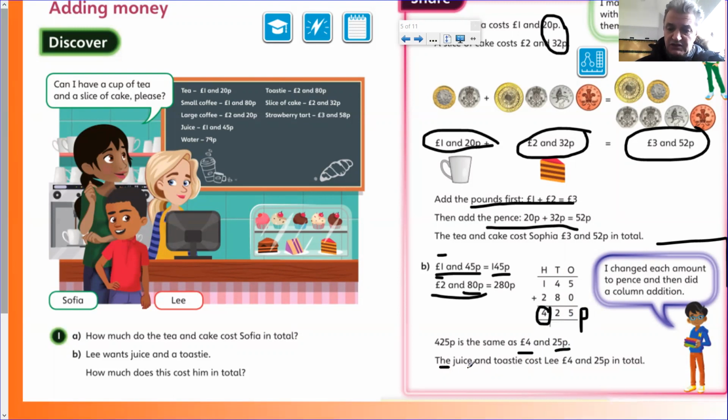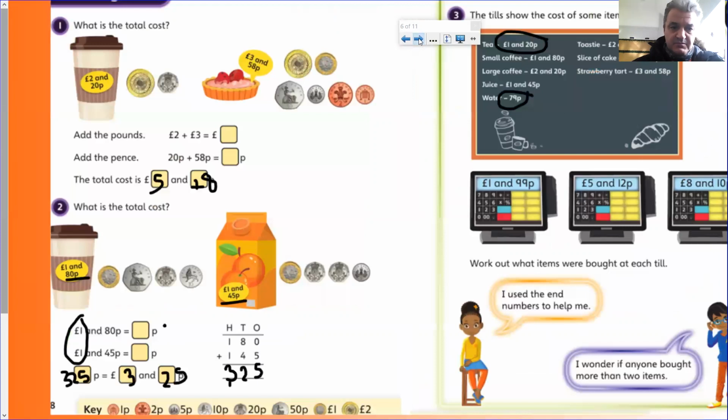The juice and toasty cost Lee in total £4.25. The total cost of the juice and toasty is 425 pence, but the shopkeeper isn't going to say 425 pence. They're going to say that's £4.25. Okay, so let's have a look at the next four.